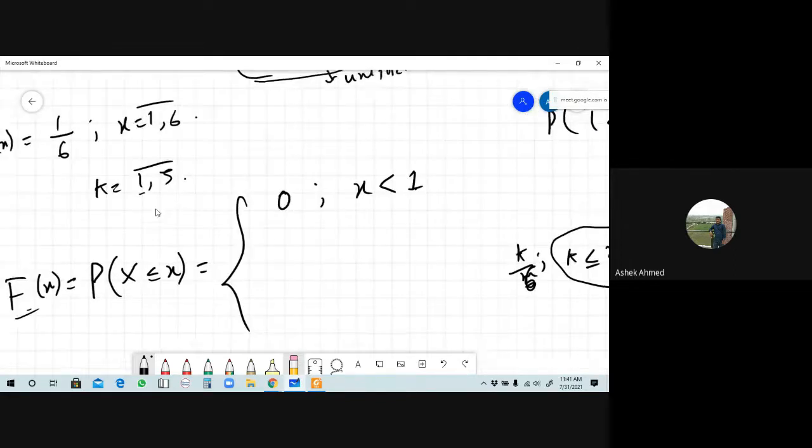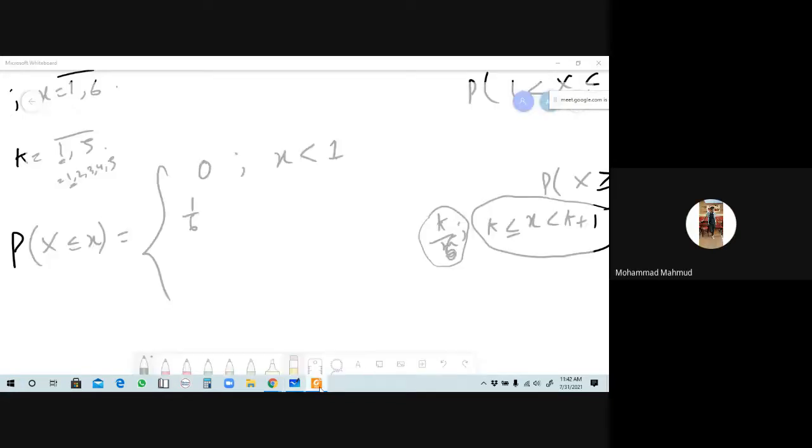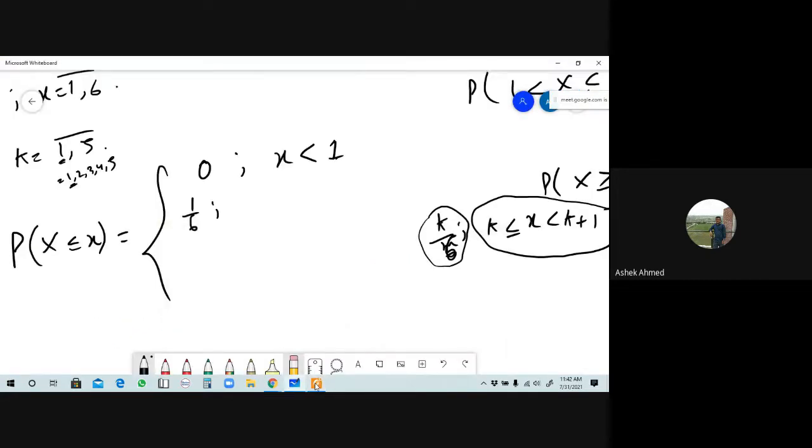From this case, tell me, if you take the values of k, what is the first value of k? Respond. 1, 2, 3, 4 and 5. What is the first value? 1. When you take k equals to 1, then this value will be 1/6, is it right? Yes, sir. 1/6. Okay, and the interval will be, if k equals to 1, 1 is less than or equal to x is less than 2.